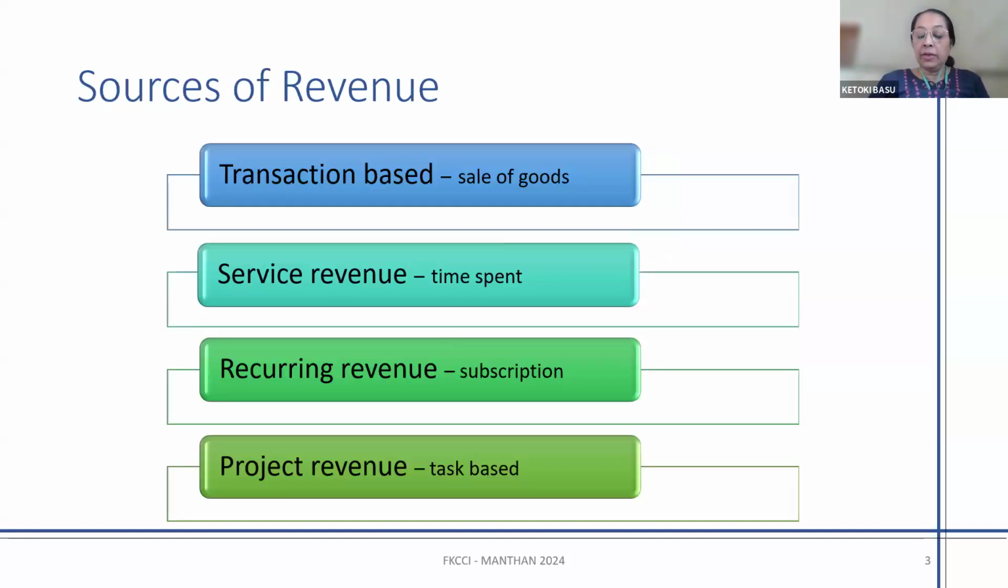Now, depending on your type of business, the source of revenue could be different. Let me explain this a little bit. One is if you're just dealing in products, like selling goods, then each of these is basically a transaction. Each time you sell an item, you get something out of it. It's a sale.